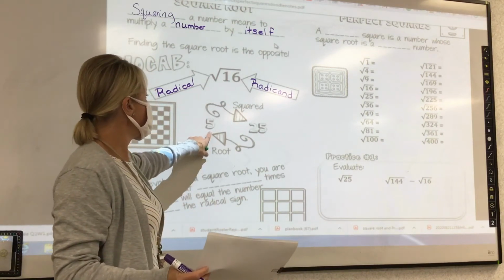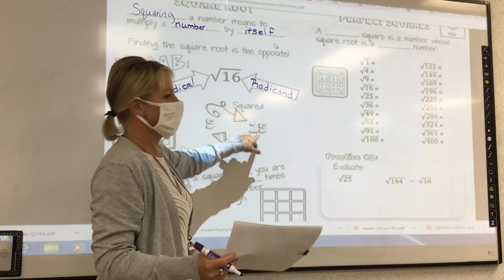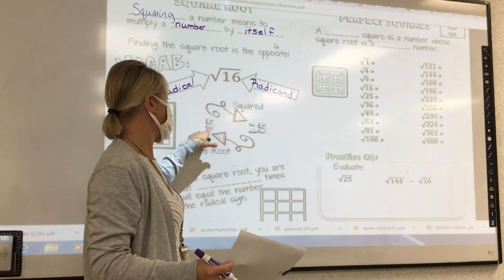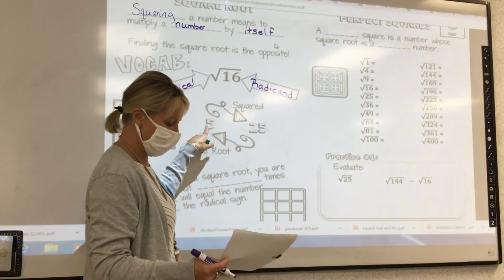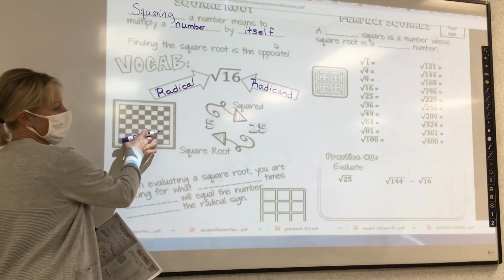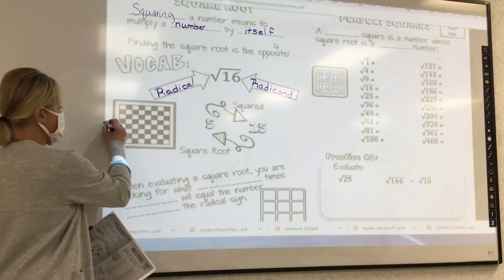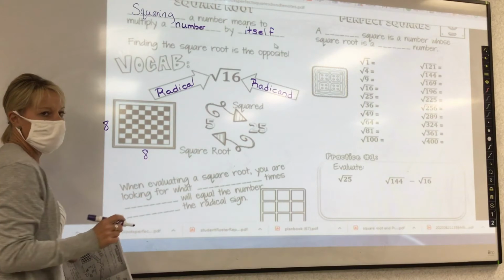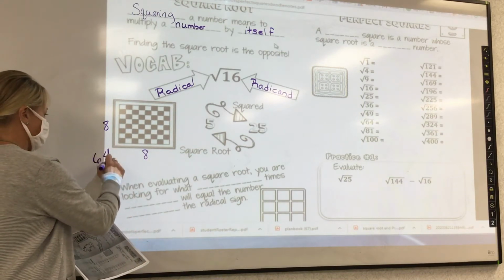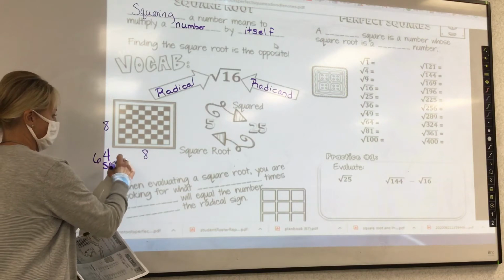So 5 squared is 25. So the square root of 25 is 5. A perfect square is like a checkerboard. And this one is 8 by 8, so you're writing this in your notes, which would be 64 squares.